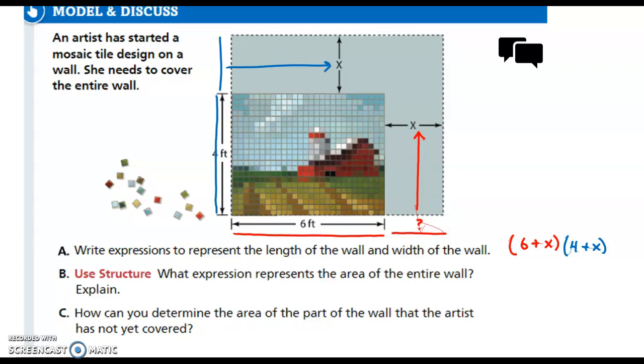So what expression represents the area of the entire wall? If we want area, we would do length times width. So we'd need to multiply these two expressions together. You can either use a box to do that multiplication, or you can use distributive. If you're using distributive, it would look like 6 times 4 plus x plus x times 4 plus x.